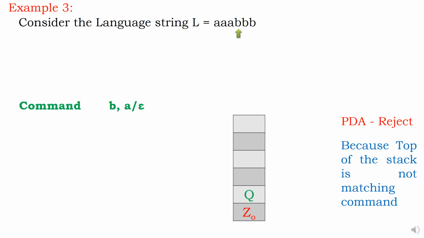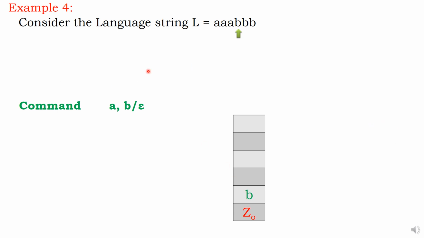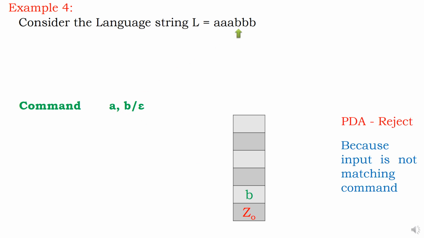Another example. Consider the language given and I am giving the command. Now you tell me. There is an input, there is a stack. A is input, B is top of the stack. If both are satisfied, do pop. Come on. Who is A? Input. Sir, not satisfied, sir. So the PDA rejects because the input is not matching.